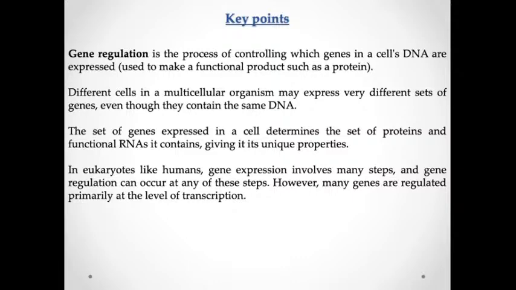So, gene regulation is a process of controlling which genes in a cell's DNA are expressed. It's just a process to control your genes in a cell where DNAs are expressed. Different cells in a multicellular organism may express different sets of genes even when they contain the same DNA. So in eukaryotes like humans, gene expression involves many steps. Gene regulation can occur at any of these steps. However, many genes are regulated primarily at the level of transcription.